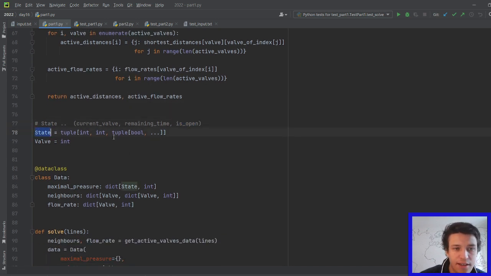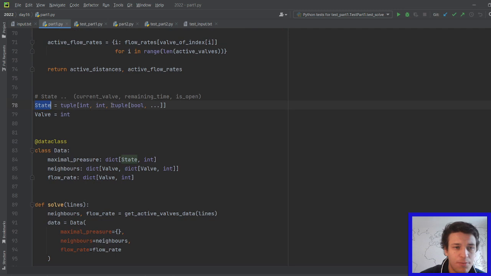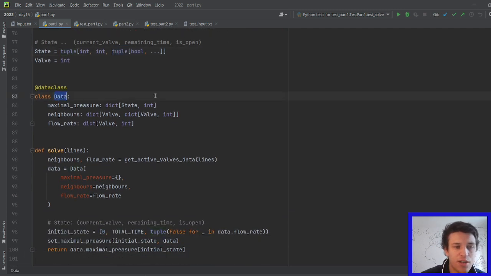So a state is given like this as a tuple of two integers as well as a tuple of all these booleans that tells us whether a valve is already open or not. And we put all the data into a data class in order to pass it around more easily. So one is we have this dictionary of maximal pressure. For each state, this will give us the maximum pressure we can release from this state. And we'll iteratively fill this dictionary. And this will then also give us the solution.